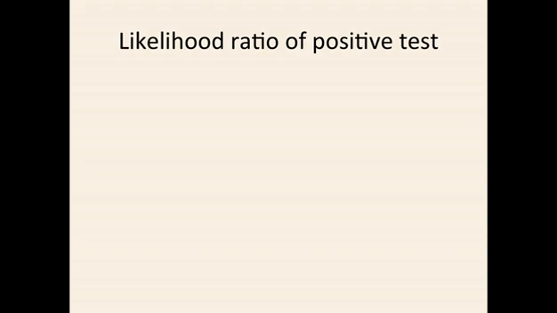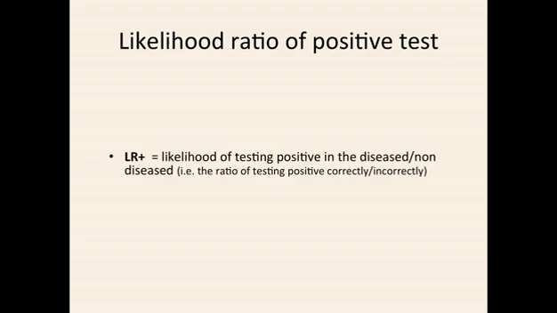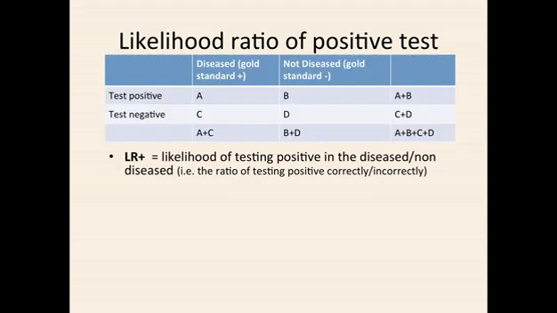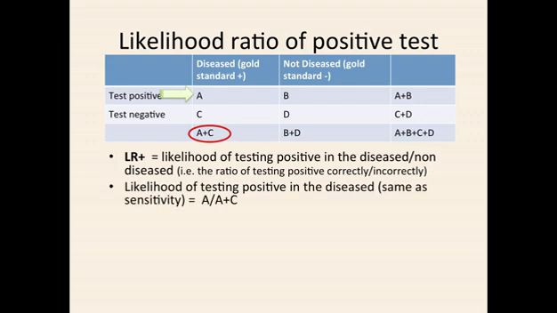Let us now see how to calculate LR positive, that is, likelihood ratio of a positive test. LR positive is given by the likelihood of testing positive in the diseased divided by the non-diseased. That is, the ratio of testing positive correctly divided by incorrectly. In this 2 by 2 table, A people correctly test positive out of A plus C with the disease. So A by A plus C, nothing but the sensitivity, will give us the numerator for likelihood ratio of positive test.